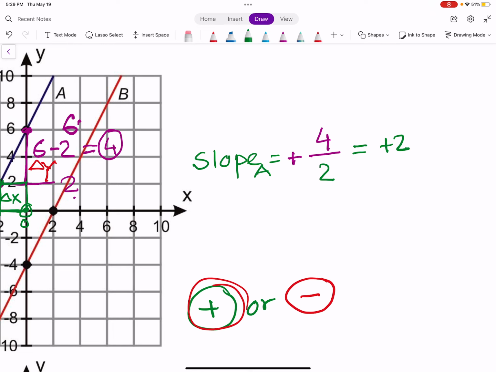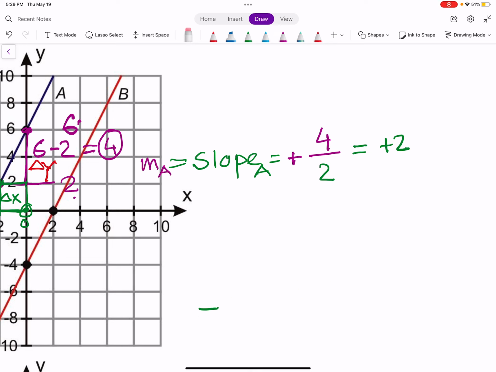Okay, so that's the slope for A. And what do we call it? You guys are smart at mathematics. The symbol we use is m, right? Okay, so now you're good to go with B.